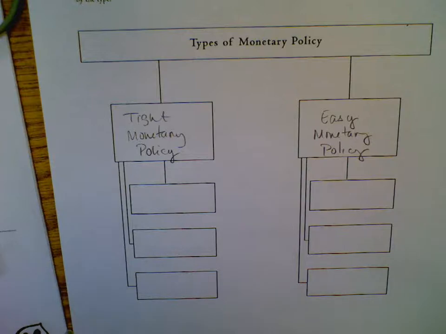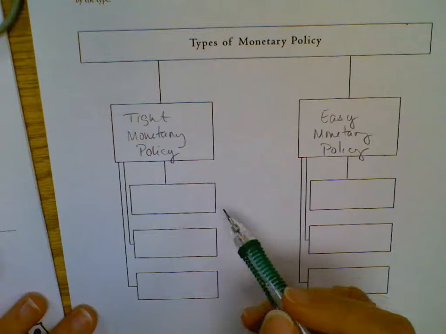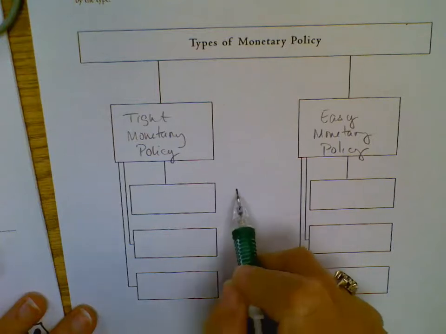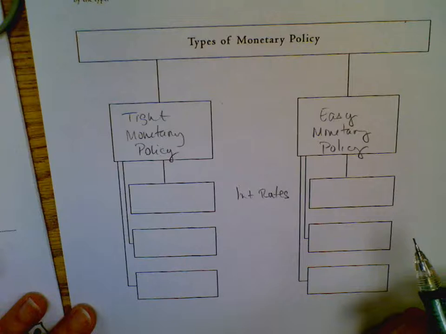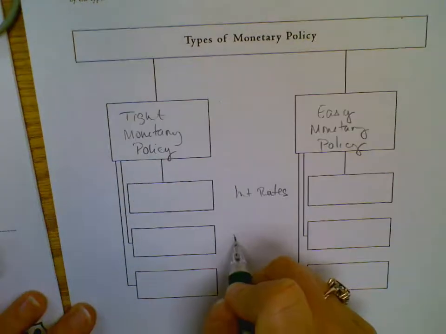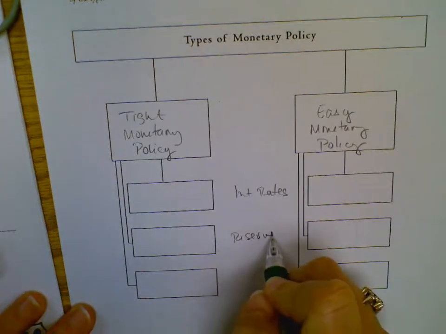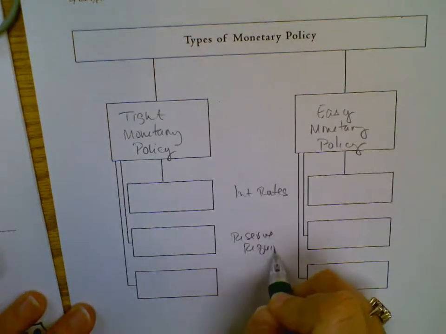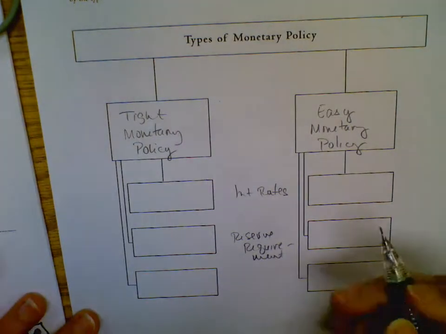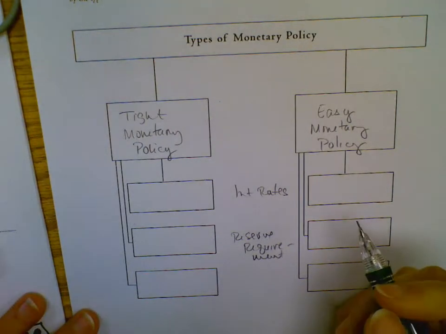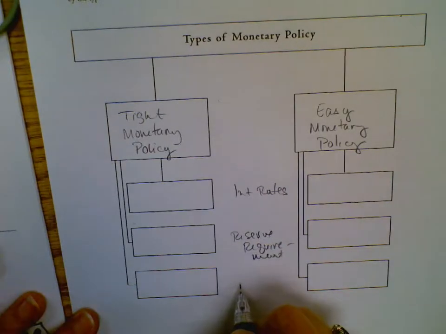So the three tools they have are interest rates. They control the interest rates. The reserve requirement. I'll put that down there. Reserve requirement. And then the last thing that they can deal with is the buying and selling of bonds.